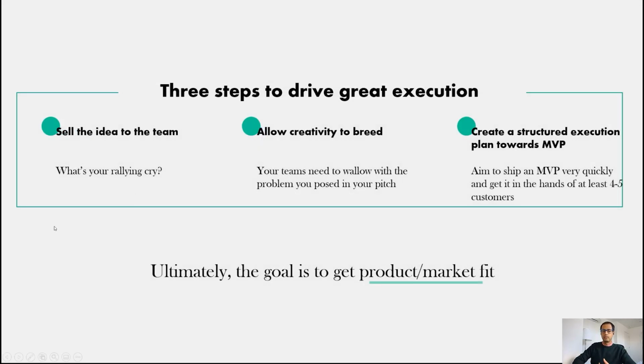First, make sure that you're selling your idea to the team, because to this point they may not have had exposure to your way of thinking, to the reasons you're recommending a few things, and the feedback or the customer interviews that have gone into it. So that's the first thing. The second thing is allow creativity to happen.